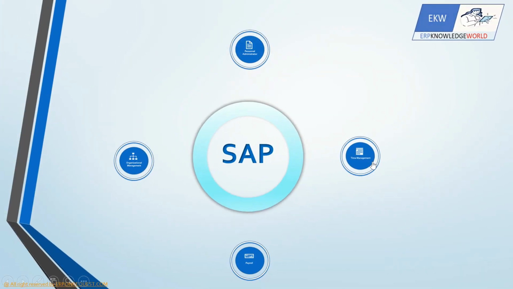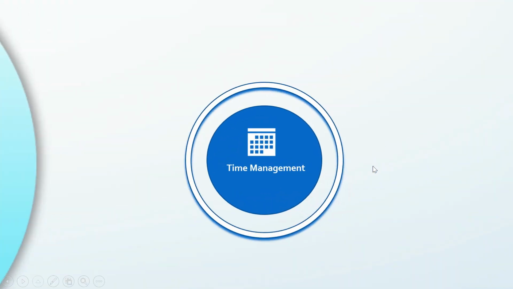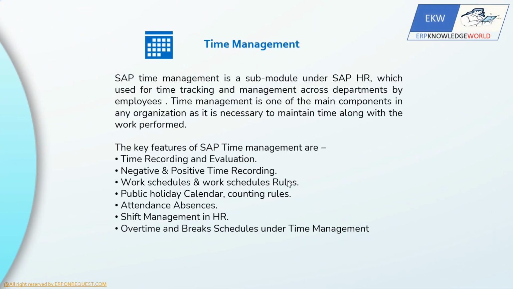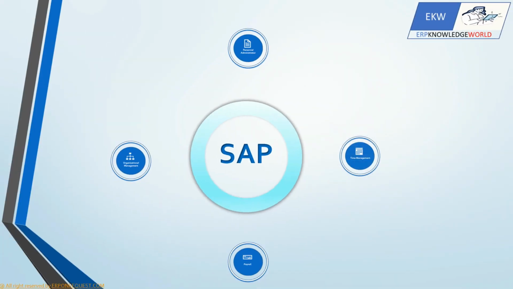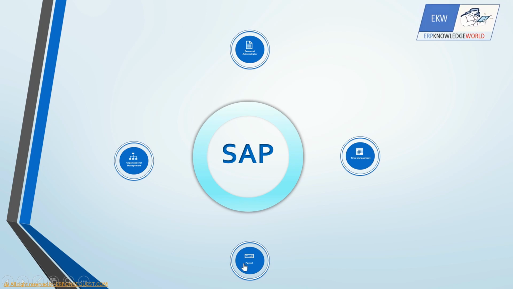Similarly, if we go to time management, time management basically stores the time related activities which SAP HR has. Like what the daily work schedule is, what the shift pattern is, and how the employee is clocking in and clocking out. These kinds of details we update in time management.